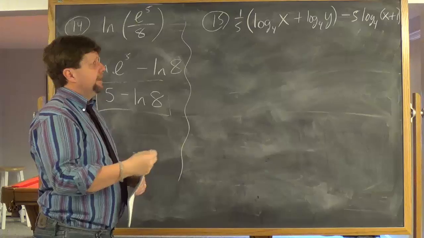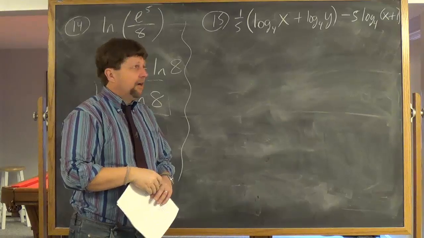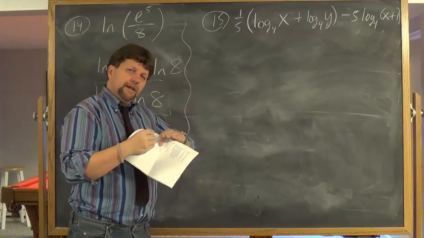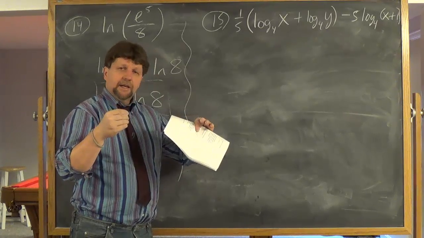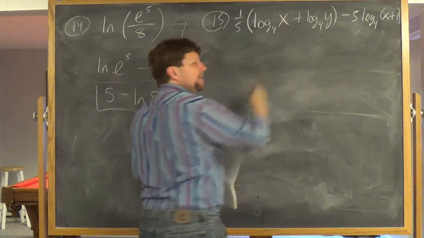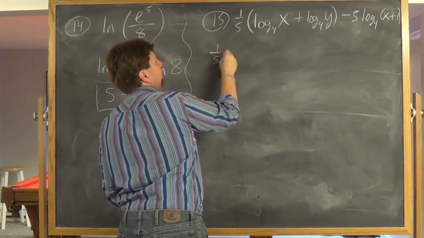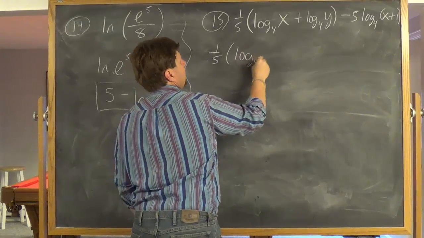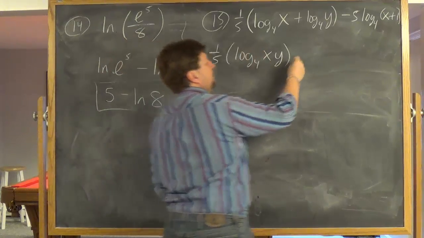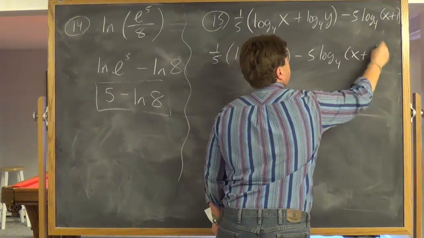I would probably begin this one by looking inside the parentheses and using that property of logs, that law of logarithms that says when you have the log of a product, you can rewrite it as a sum of 2 logs. Well, here I have a sum of 2 logs. They have to have the same base, and they do here. So I can use that property and rewrite this as 1/5 log base 4 of x times y. It's using a property of logarithms. And then minus 5 log base 4 of x plus 1.